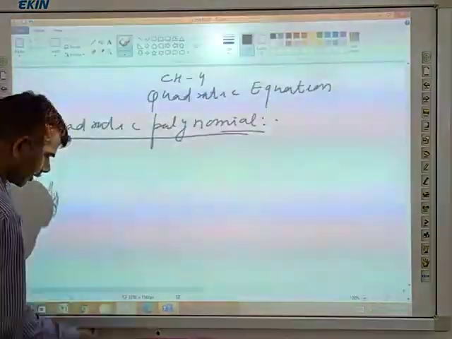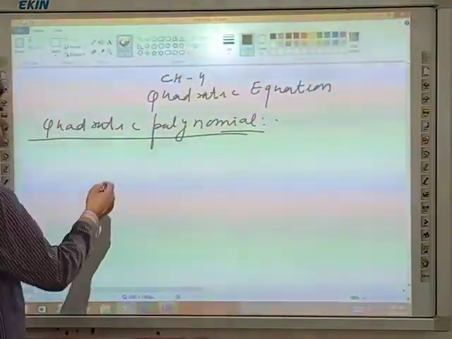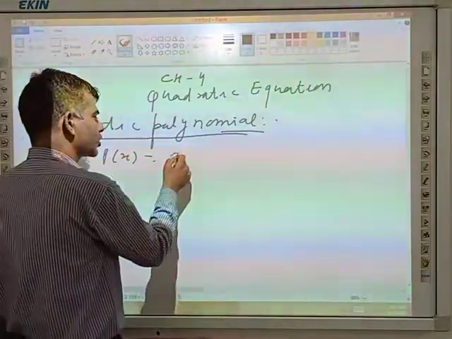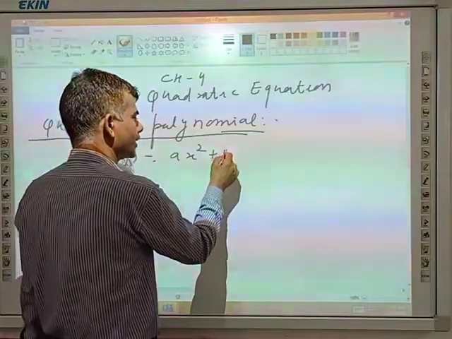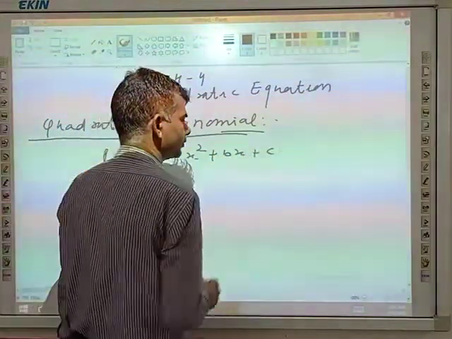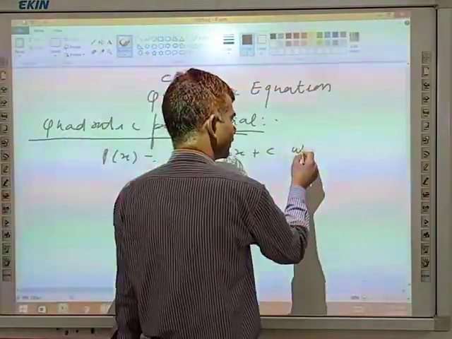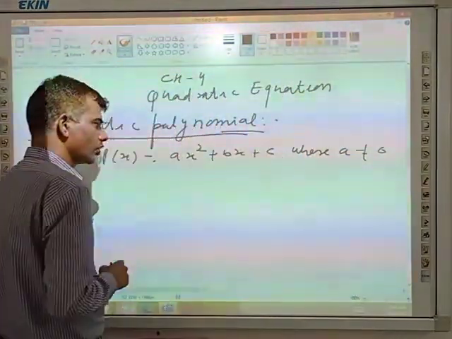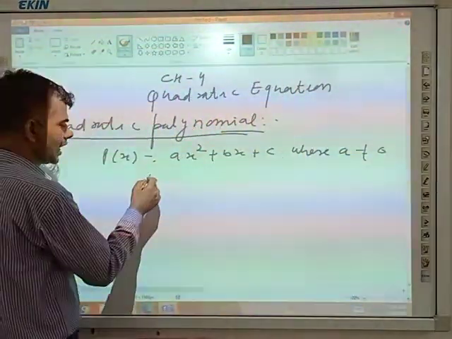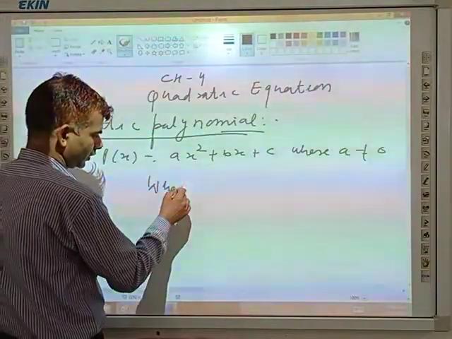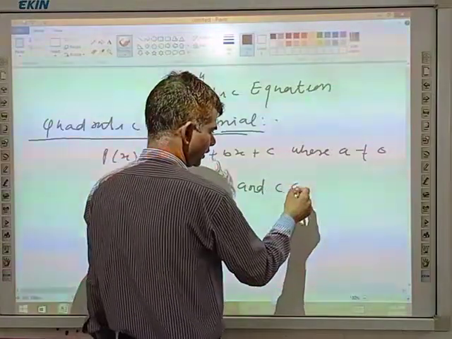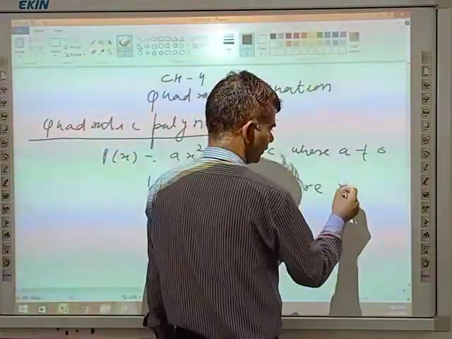Students, a quadratic polynomial p of x has the general form ax square plus bx plus c, where a is not equal to 0, and a, b and c are real numbers.